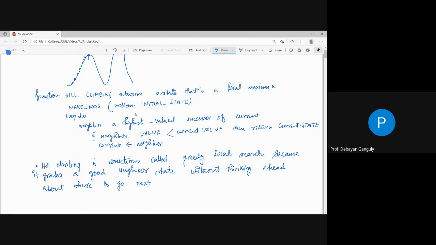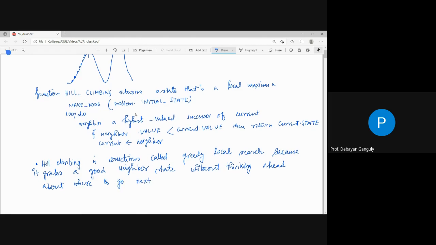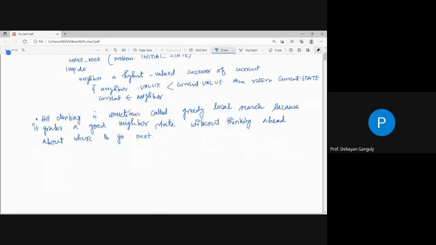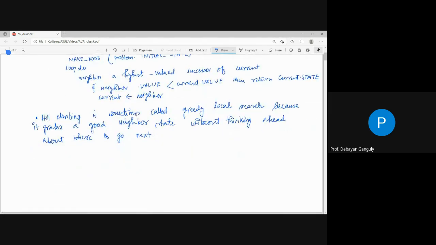Now the question comes: when does this particular hill climbing algorithm often get stuck? For the following reasons. So what are the reasons?